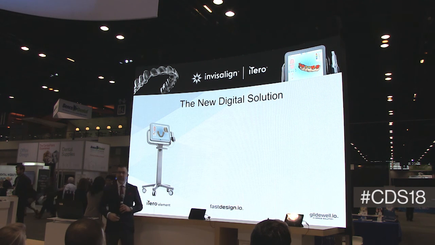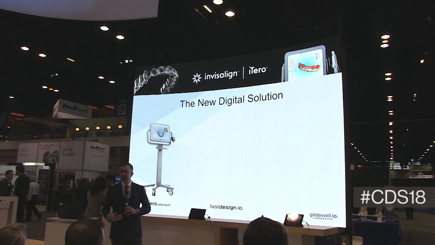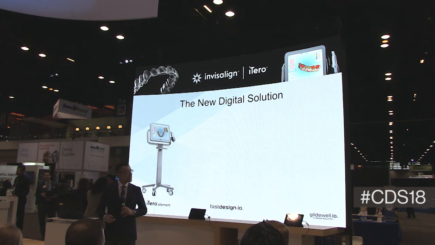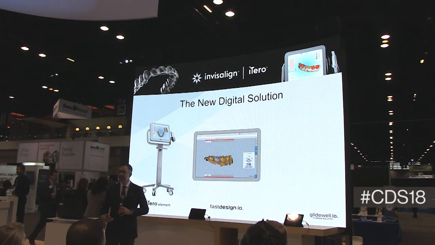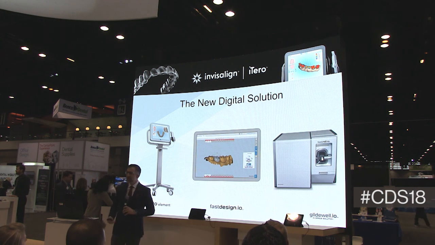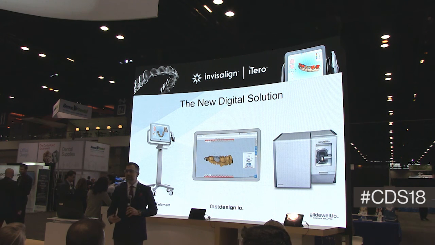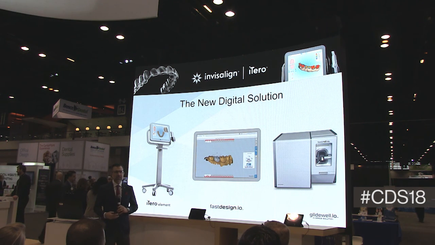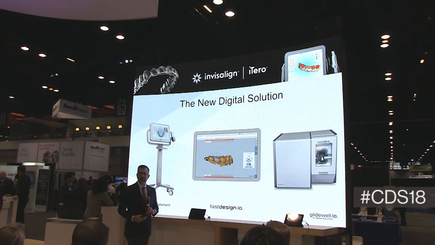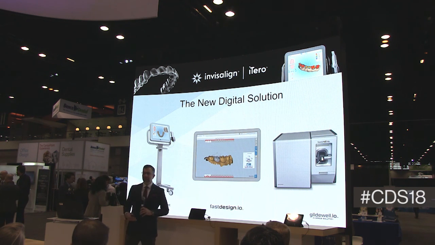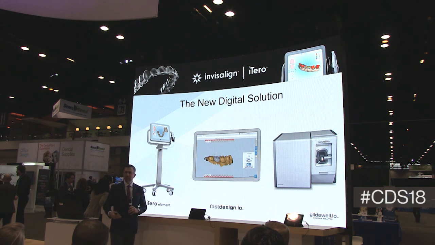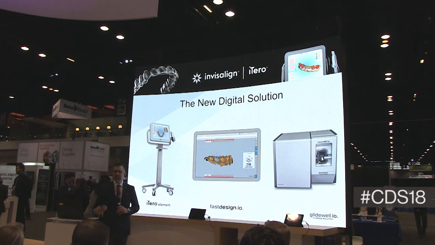So the new digital solution includes a wonderful scanner, the iTero Element. The second component of that is the software, the fast design software. And the third component is really a very beautiful addition to the system. It's a tabletop mill about the size of a microwave, and it requires two components: a 120 volt electrical outlet and distilled water. The majority of the mills on the market require you to bring extra air, extra power into the location for the mill. This one here is truly plug and play. So it's a beautiful component.